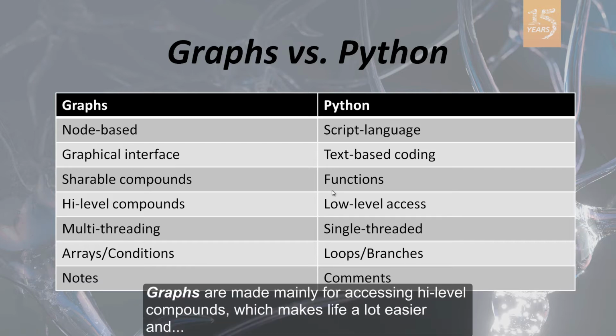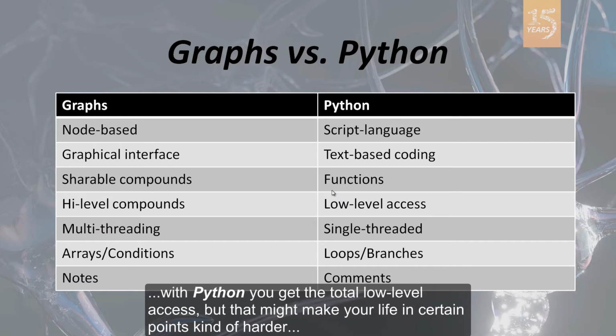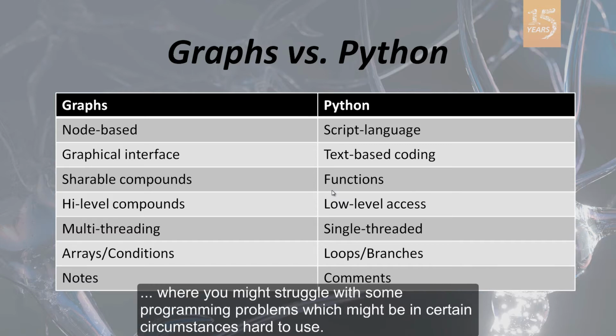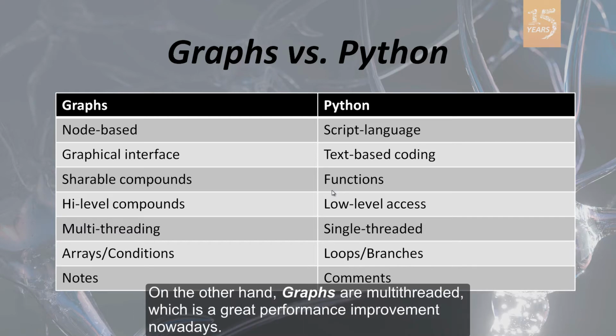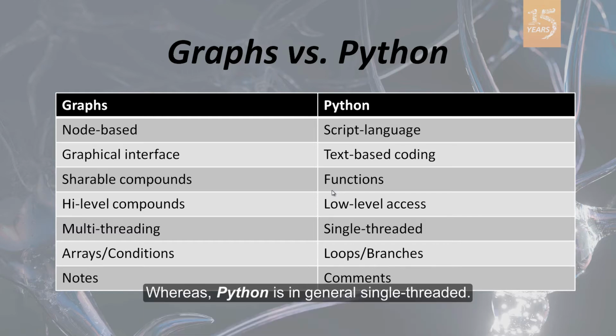Graphs are made mainly for accessing high-level compounds, which make your life a lot easier. And with Python you get total low-level access, which is basically greater flexibility, but makes your life at certain points harder, and you have to struggle with some programming problems which might in certain circumstances be hard to use. On the other hand, graphs are multi-threaded, which is a great performance improvement nowadays. Python in general is single-threaded.